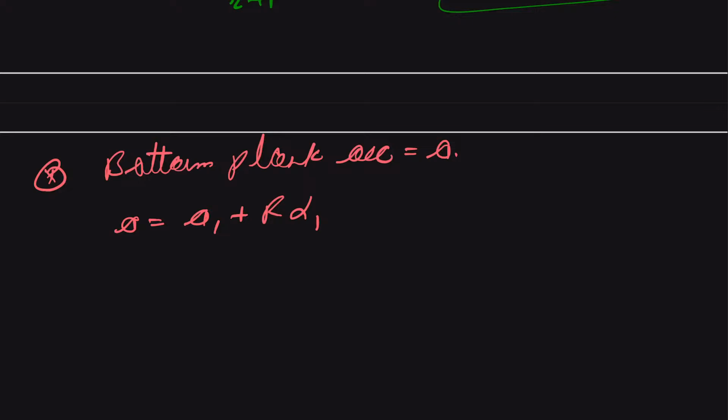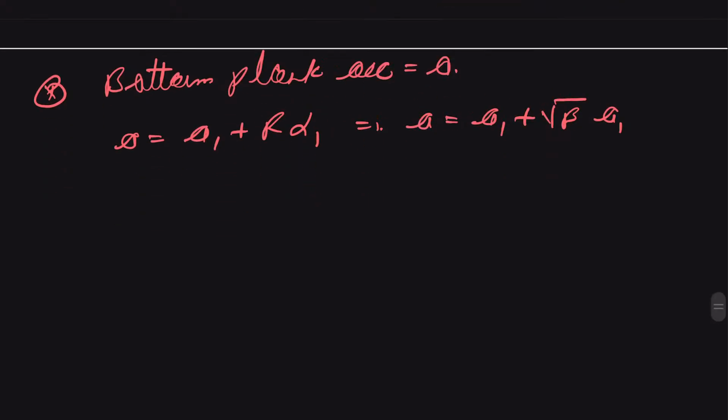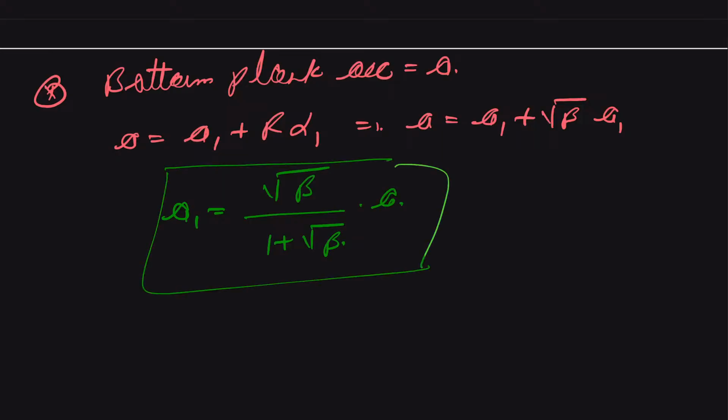And therefore, we can also write it in terms of beta. We get this as A is equal to A of 1 plus beta times A of 1. Therefore, the bottommost acceleration, that is our A of 1, will be equal to square root of beta over 1 plus square root of beta times A. So this is the acceleration, or we can say the linear acceleration about the bottommost Planck cylinder.